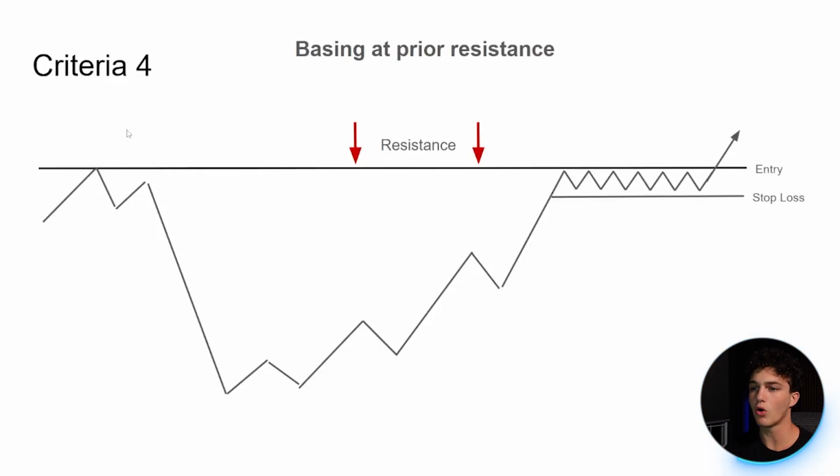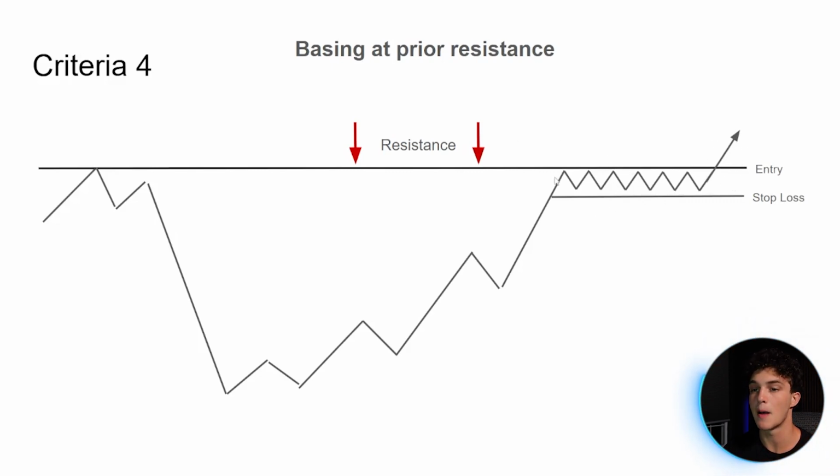So we also would really like to see that when that base is forming, it is basing at a prior resistance level. This can give us even more confirmation that once it breaks the resistance, it's going to pop. So let's say there's a stock, it touched this resistance level and made a pivot and it created the resistance level. And then later on, when it's in an uptrend and it's consolidating at this resistance level, this is an even better confirmation that the stock is bullish once it breaks it.